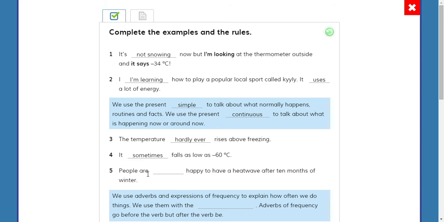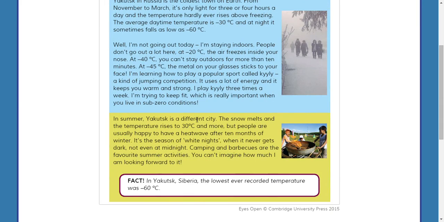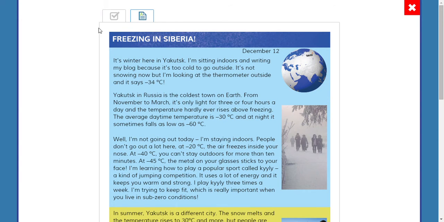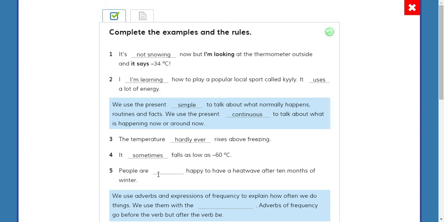Number 5, people are happy to have a heat wave after 10 months of winter. People are usually happy. No, look, usually. Okay, let's see here. Usually.